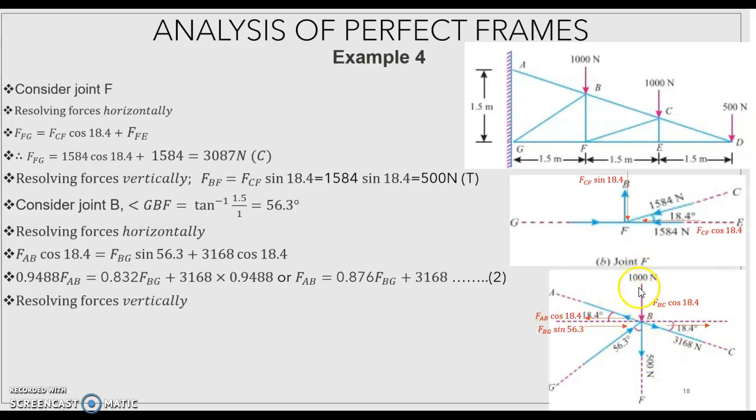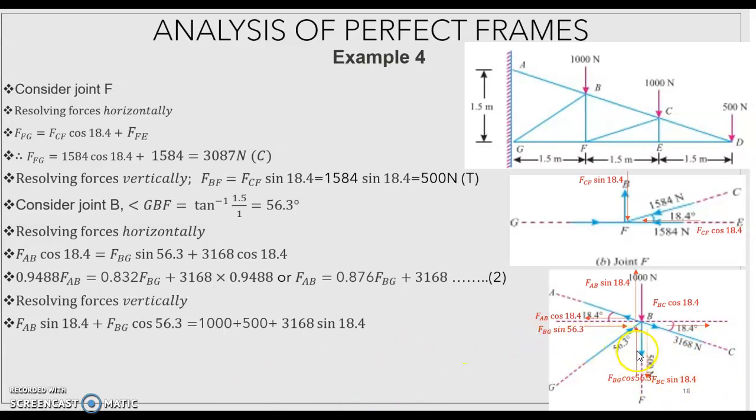Here the vertical force of 1000 Newton is there, and the 500 Newton force in member BF is there. These two are acting downward. The vertical component of force in AB is FAB sine 18.4, and force in member BG is FBG cos 56.3 upward, and FBC is sine 18.4. The upward force is equal to the downward force.